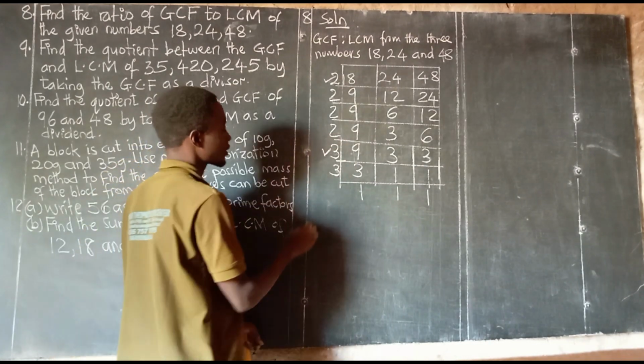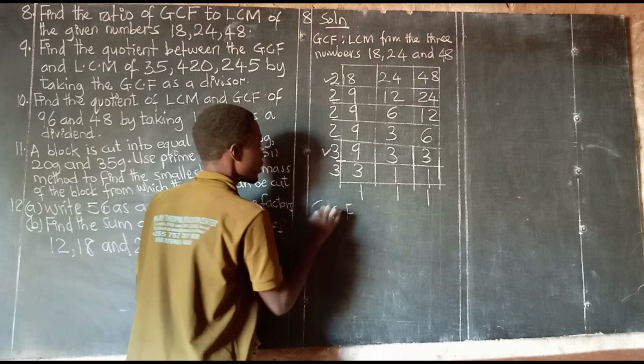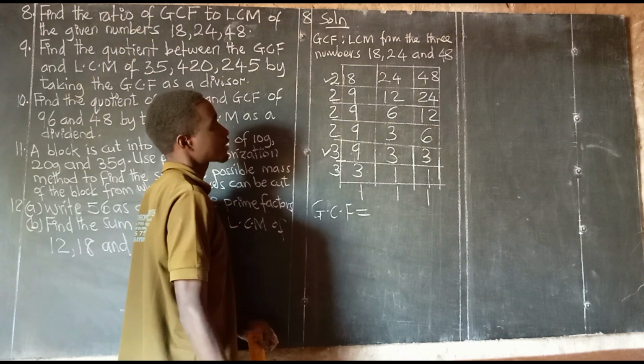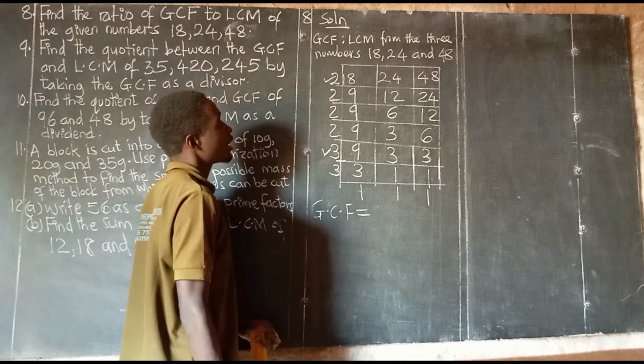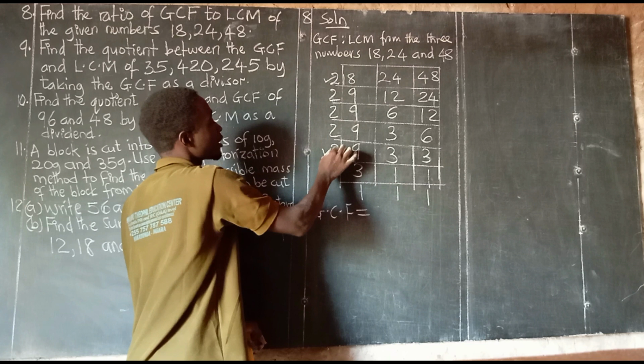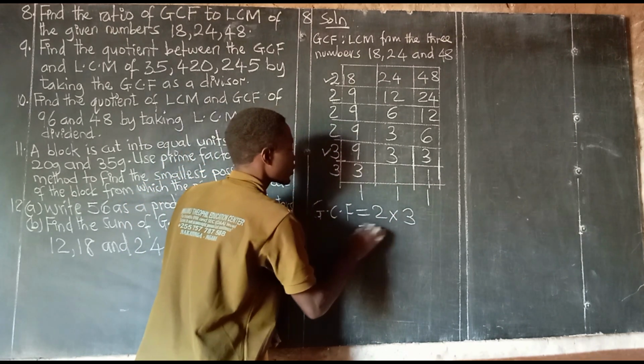Let us start with our GCF. As I told you, our GCF will take the product of those prime factors which have managed to divide all the given numbers completely. So we have 2 and 3. So the GCF will be 2 times 3, which will be equal to 6.